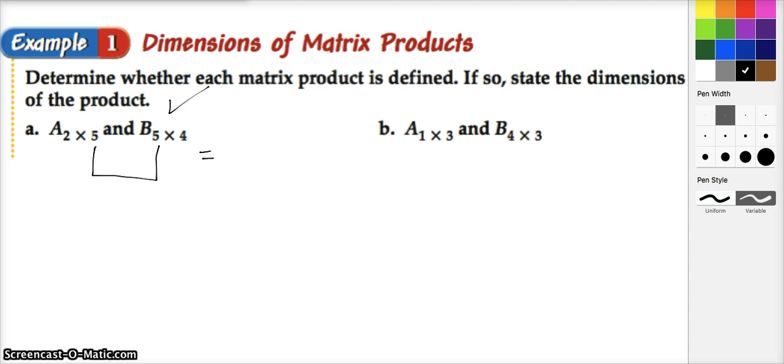And if you can multiply them, your resultant matrix will be the outer dimensions, 2 by 4. That's the best way for me to show that. So this is going to be a 2 by 4 matrix if I were to multiply it. Again, I'm going to check the inner dimensions. The inner dimensions are not the same, and therefore no product can happen here. I cannot have a product of these two matrices.